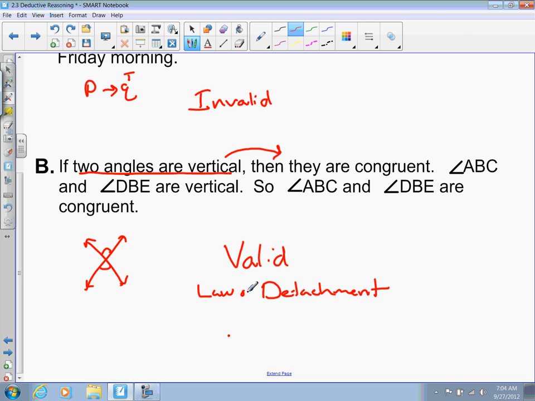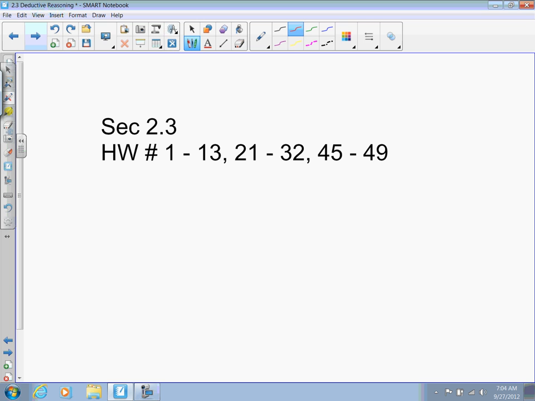Got a law of detachment. They didn't ask for the actual reason, but might as well say it. There's your homework assignment for 2.3.